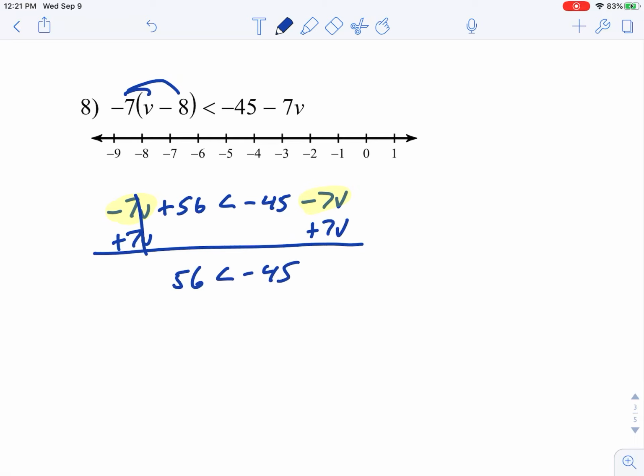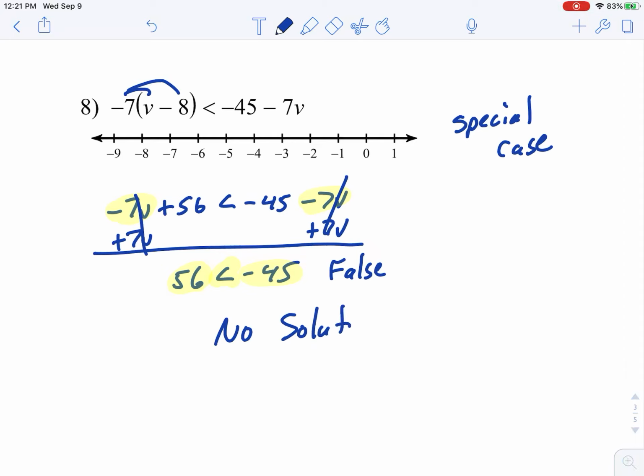Once again, the variable has completely canceled out of the problem. This is another special case. But this time we look at the result. Is 56 less than negative 45? No, it's greater than. So this is a false statement. False statement means there is no solution. There is no number on this number line that you can plug into the problem and have it actually work out. It's just rigged to fail. So no solution is your answer.